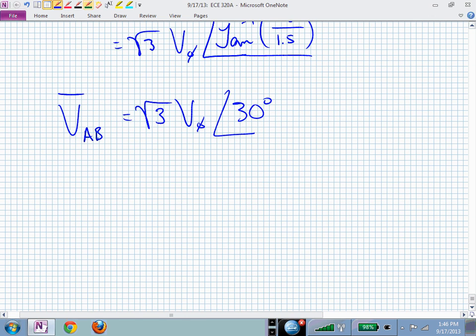Meaning if somebody gives you V sub AN, and I'll conclude with this, let's say this is V sub AN, that was V sub phi at 0. Now we know that V sub AB relative to that is the square root of 3 bigger and ahead 30 degrees. And you know how the others are related because they're all 120 degrees apart. We'll pick up at that point on Thursday.